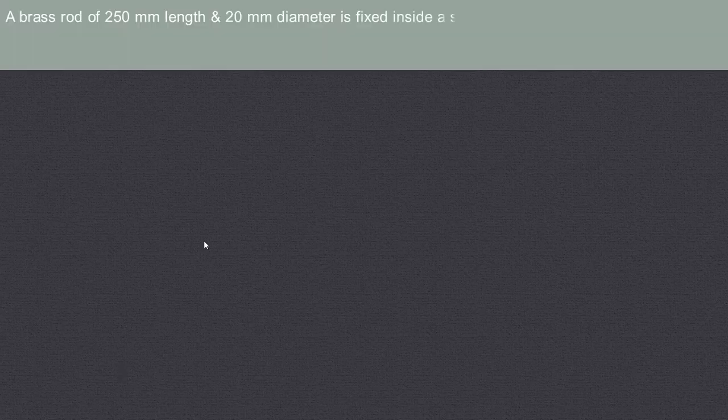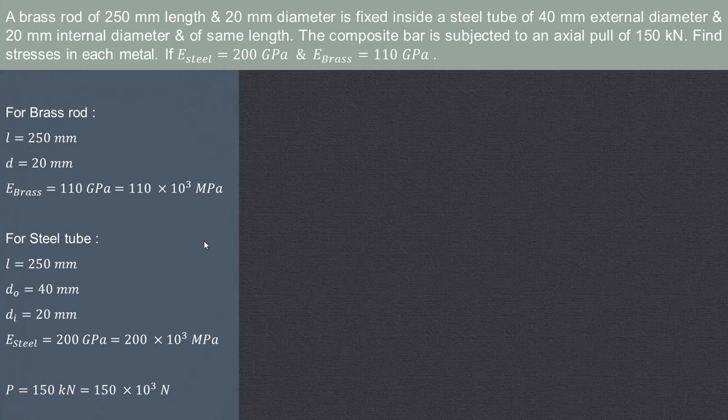Now let us see one similar example on this. Suppose we are having a brass rod of 250 mm length and 20 mm diameter, and it is fixed inside a steel tube of 40 mm external diameter and 20 mm internal diameter of the same length. The composite bar is subjected to axial pull of 150 kN. Find stresses in each metal. If modulus of elasticity for steel is 200 GPa and for brass it is 110 GPa.